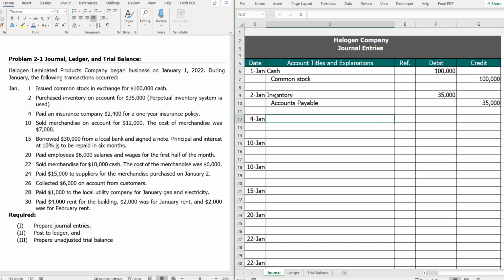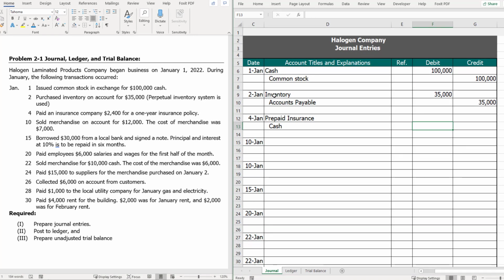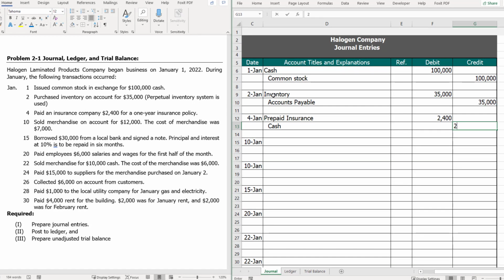Now then, January 4. They paid an insurance company 2,400 for a 1 year insurance policy. So what we have done is prepaid insurance and cash, because we have created an asset and the name of the asset is prepaid insurance. So that is 2,400.